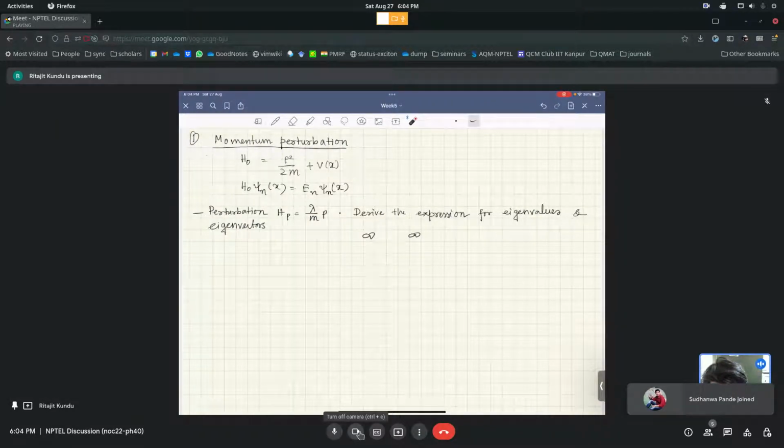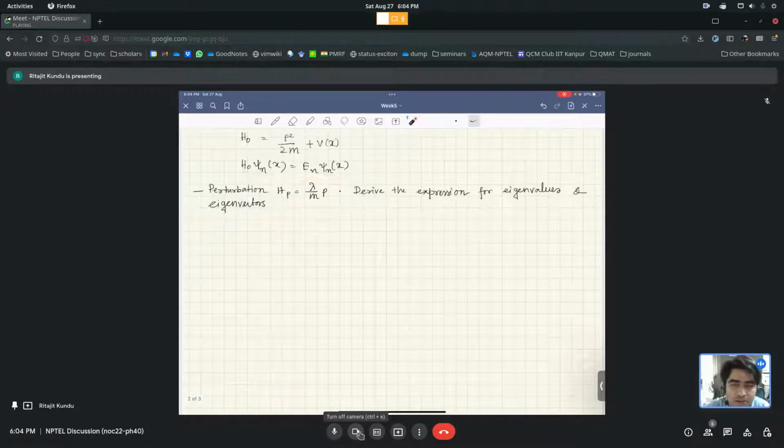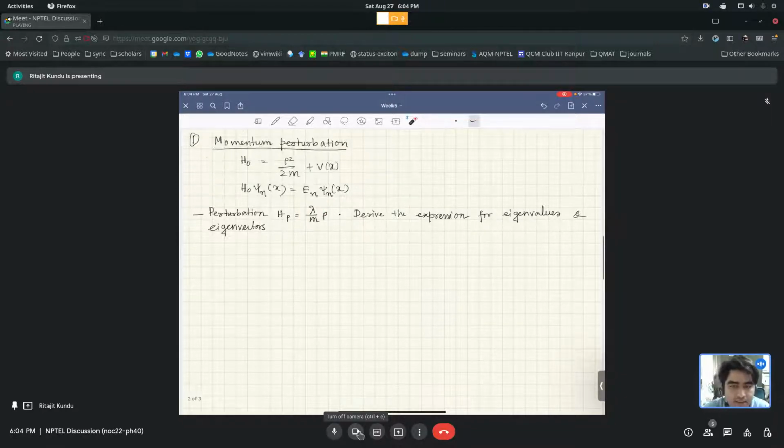But in this case the perturbation is added in momentum. So what do I mean by that? If this is our h naught, we know all of the eigenvalues of h naught, which means we know all of these states also. Now on top of this h naught we are adding a perturbation which only depends on momentum. If that is the case, we can derive the expression for the eigenvalues as well as the eigenvectors.